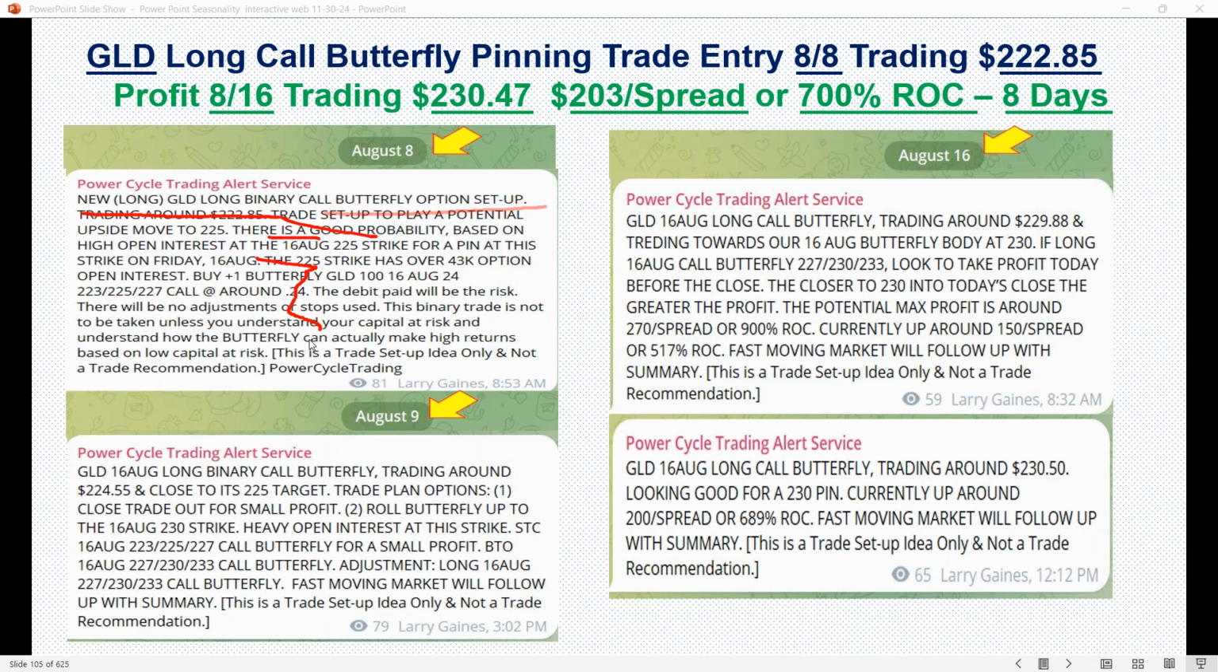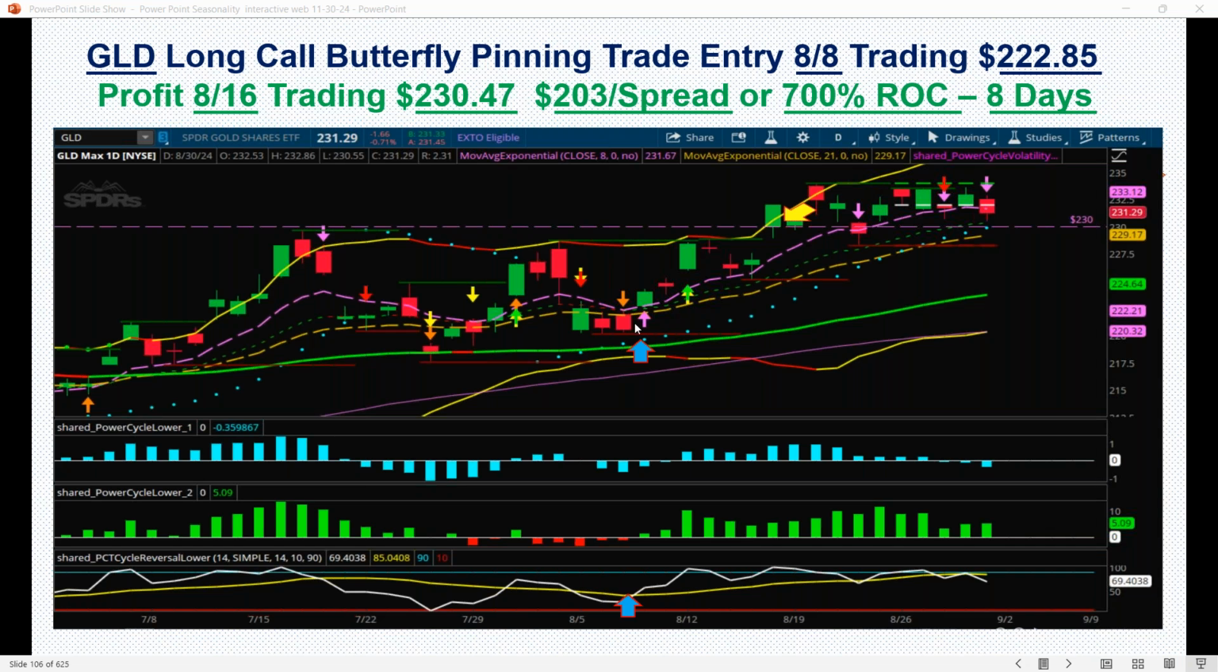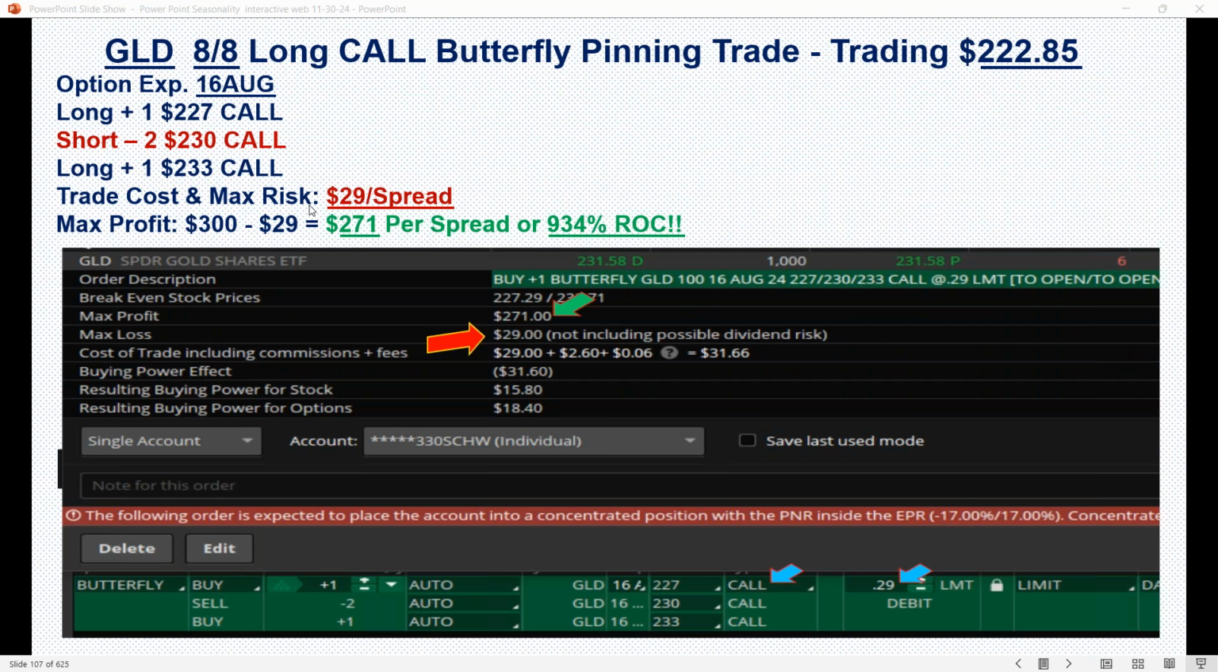Go through everything there, what you need to do. And then we did an adjustment here. And then here it was going out on the 16th. GLD long call butterfly trading at 230.50, looking good for a 230 pin, currently up around $200 per spread, 689% return. So that was GLD. And here was the entry right there. Here was our exit right there. And here was the setup that we did here. So we were targeting that 230.